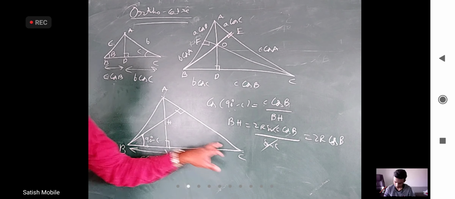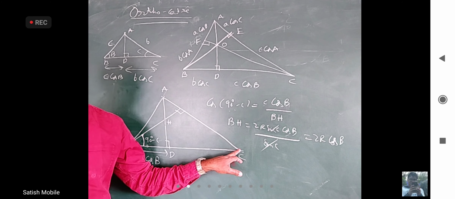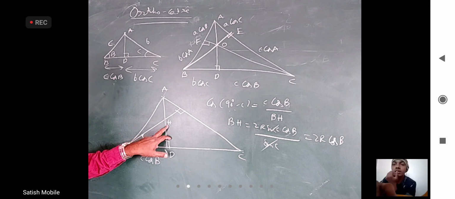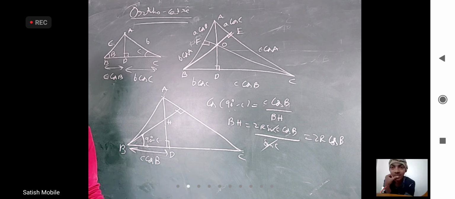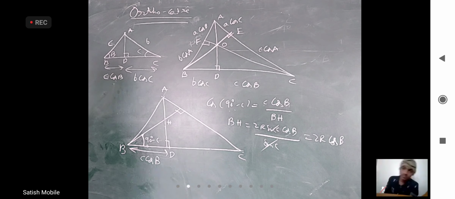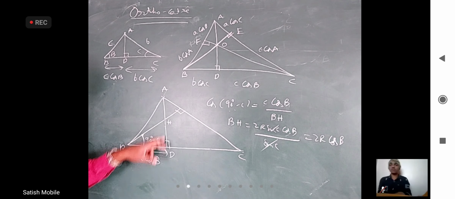What will be to vertex C? What will the length be? And to A will be 2r cos C. 2r cos A, 2r cos B, and 2r cos C. Let us see what this HD length will be.